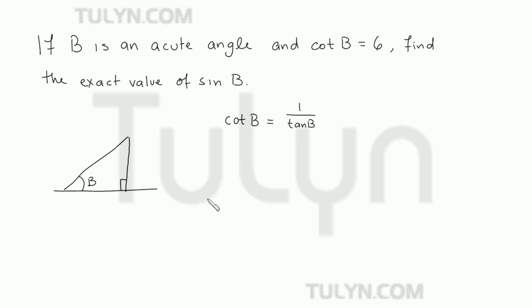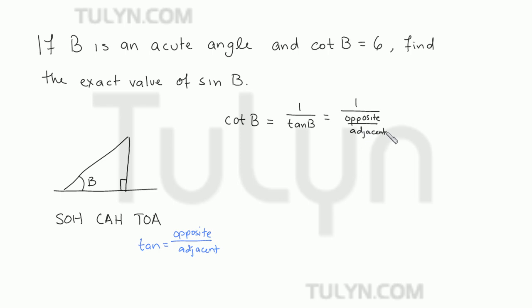But recall, SOHCAHTOA, in particular, the TOA means that tangent is equal to the opposite side over the adjacent side. That's what the O and the A stand for, right? So 1 over tangent of B is equal to 1 over the opposite side over the adjacent side, right? So it's the reciprocal of that.